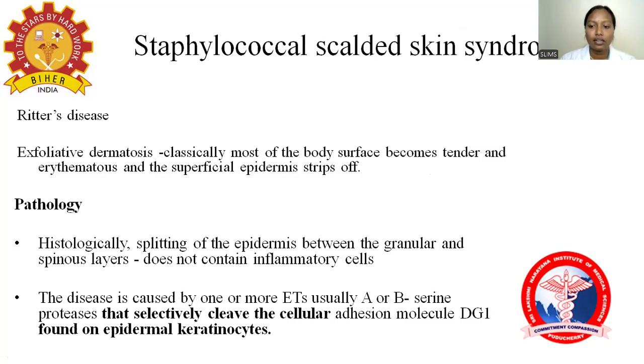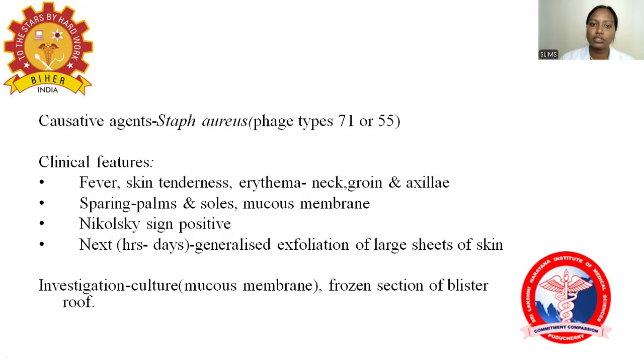That is, a cellular level destruction is seen. The causative organism, as we know, is Staph aureus, phage type 71 or 55. So the child will have severe systemic symptoms also, like fever, skin tenderness, erythema, particularly in the folds, like neck folds, groin, axilla. This infection usually spares palms and soles and mucous membrane. Nikolsky sign is always positive. What is Nikolsky sign? Whenever we find a bulla, if we try to extend the bulla, it might spread. That is Nikolsky sign. So when the bulla is there, in the next few hours to days, it usually gets exfoliated.